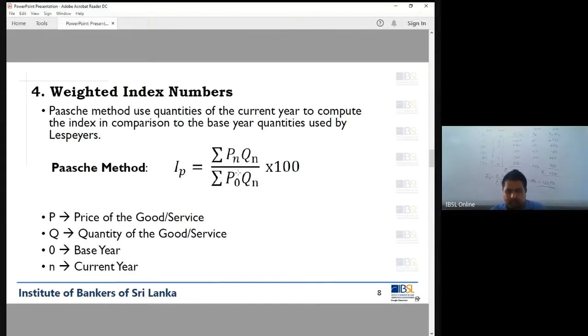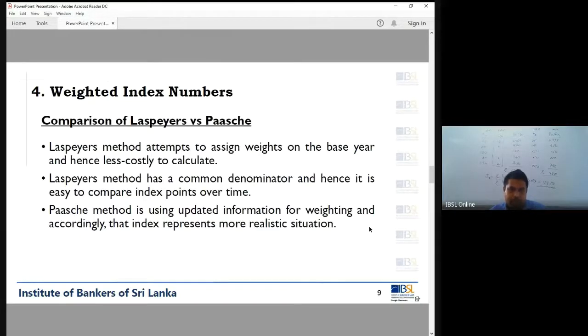In the Paasche method, your denominator is going to change from one point to the next, depending on the quantity that you are referring to at that particular point. That's what this point is trying to say. Laspeyres method has a common denominator, and hence it is easy to compare the index points over time. So from a comparison point of view, if you lock your price and quantity at the initial point, the comparison is going to be very easy because you're always comparing from a constant denominator to the next moments of your time or the yearly spans.